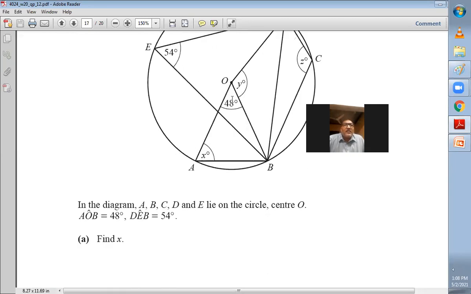Let me show you how I've done this. Here I want to find the value of x. If you look at triangle OAB, OA is the radius. OB is also the radius. So OAB is an isosceles triangle. Opposite to OB we have x, so opposite to OA we will also have x here. So you will have x plus x plus 48 equals 180.